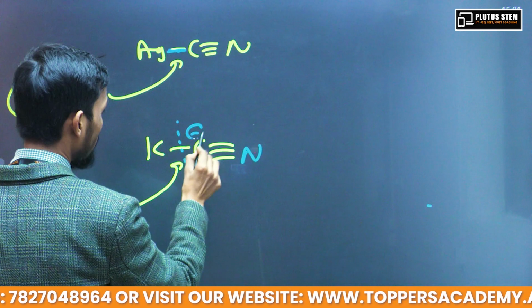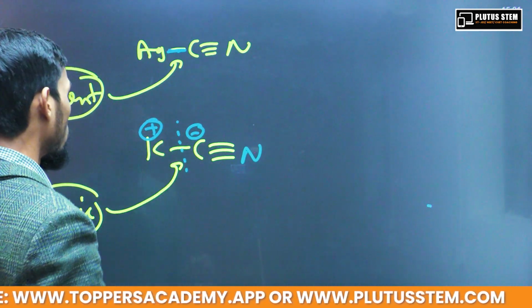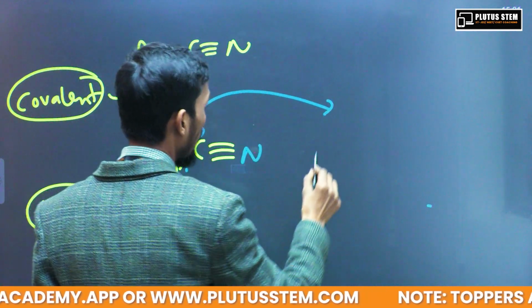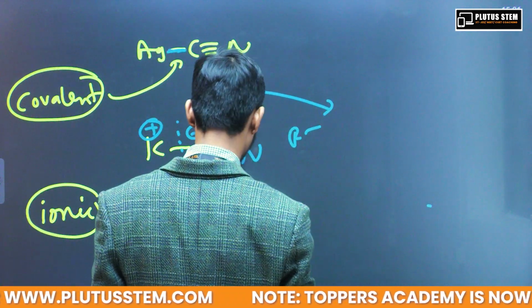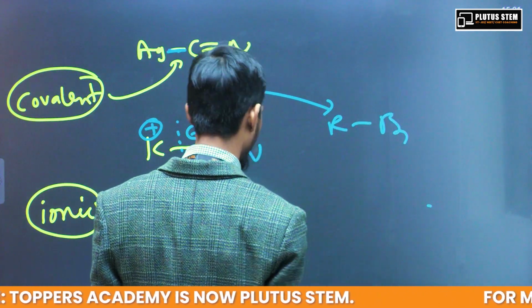this C is having partial negative charge and it is having ionic form, which means they are ions. So this will be more reactive and it will attack at RBr like this.